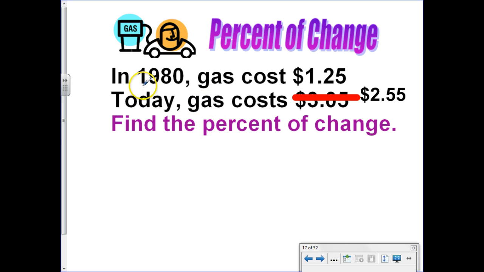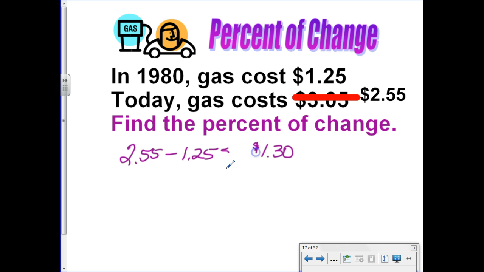In 1980, back when I was in high school, gas was $1.25 a gallon. When I drove into work today, I saw that gas was up to $2.55. I say up to because we've been spoiled lately with pretty cheap gas prices. So, if I asked you, I want you to find the percent that this changed. The first thing I want you to do is find the difference between these prices. So first, take and subtract these two, because right now it's $2.55. Back in 1980, it was $1.25. So when I subtract those two, you find that the difference is $1.30.